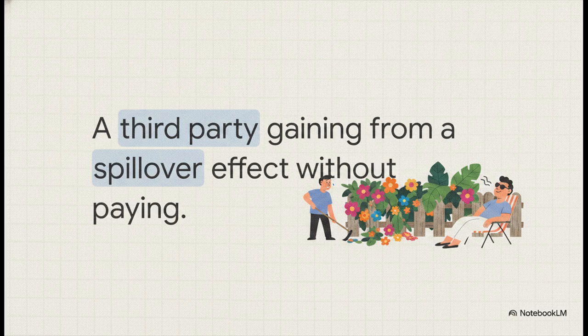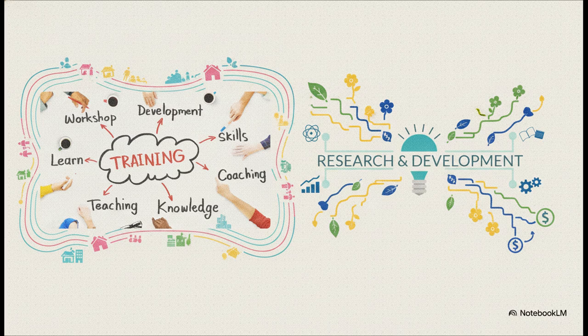A free rider is simply a third party who gains from a spillover effect of production without ever being charged for it. You basically get to enjoy a benefit that someone else paid to create. So, in economics, it turns out there sometimes really is a free lunch. Let's ground this theory with a couple of real-world examples: employee training and research and development.